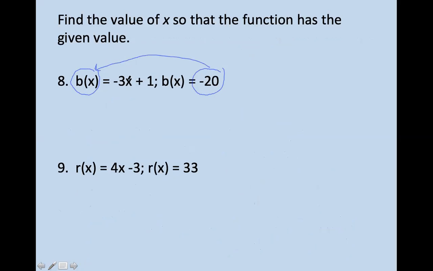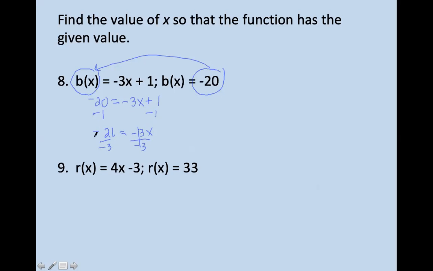So instead of putting the number in for x, this time I'm putting -20 in place of b of x. So I have -20 is equal to 3x plus 1, right? And then I'm going to solve that. So subtract 1 from both sides. I get -21 equals -3x. Divide both sides by -3.